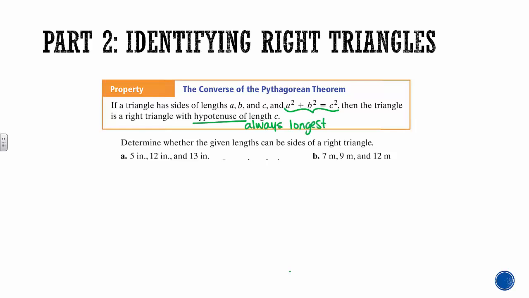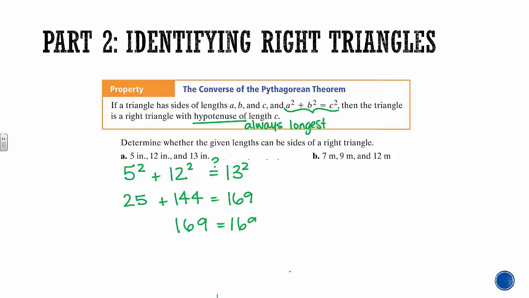So what we're testing here is whether 5 squared plus 12 squared gives us 13 squared. If it does, then those sides would form a right triangle. So 5 squared is 25, 12 squared is 144, and 13 squared is 169. And if you add up 25 and 144, you get 169. So that means that all of these lengths would definitely make a right triangle.